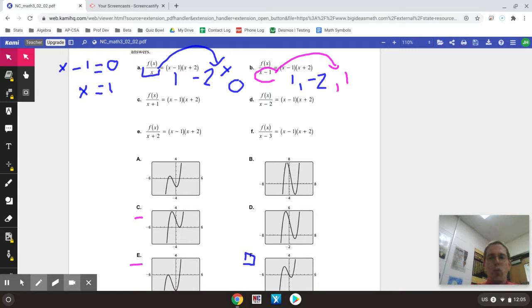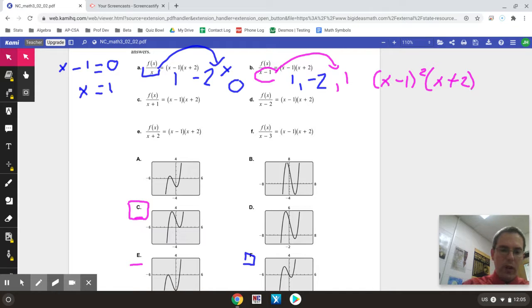To figure out which one the answer should be, it's actually going to be graph C, and here's how I know. It's graph C because since 1 shows up twice, I could basically write that as x minus 1 squared and then an x plus 2. So I could write it sort of like that, x minus 1 squared and x plus 2.